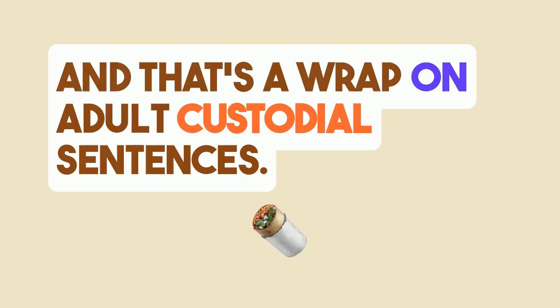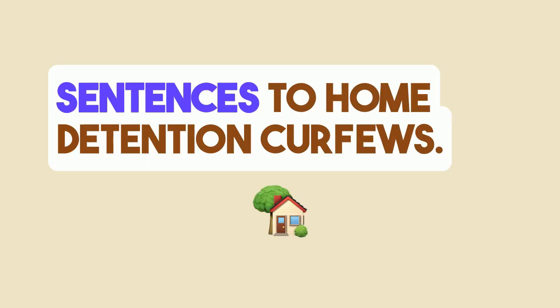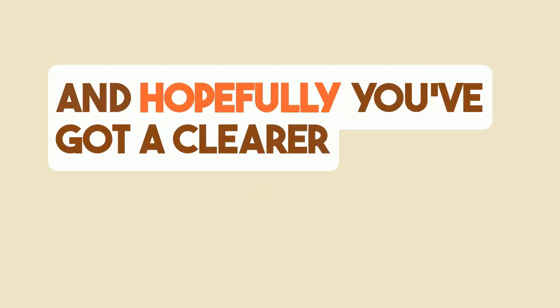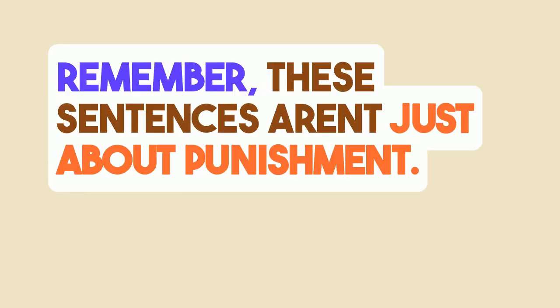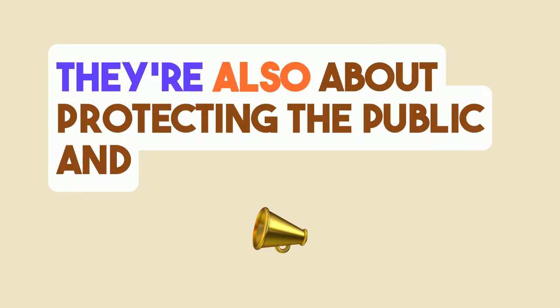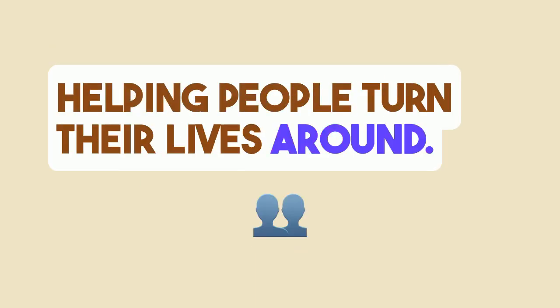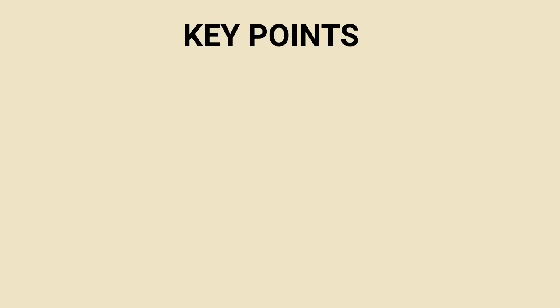And that's a wrap on adult custodial sentences. We've talked about everything from life sentences to home detention curfews, and hopefully, you've got a clearer idea of how these work. Remember, these sentences aren't just about punishment. They're also about protecting the public and helping people turn their lives around. Let's quickly recap the key points we've covered about custodial sentences in the UK.